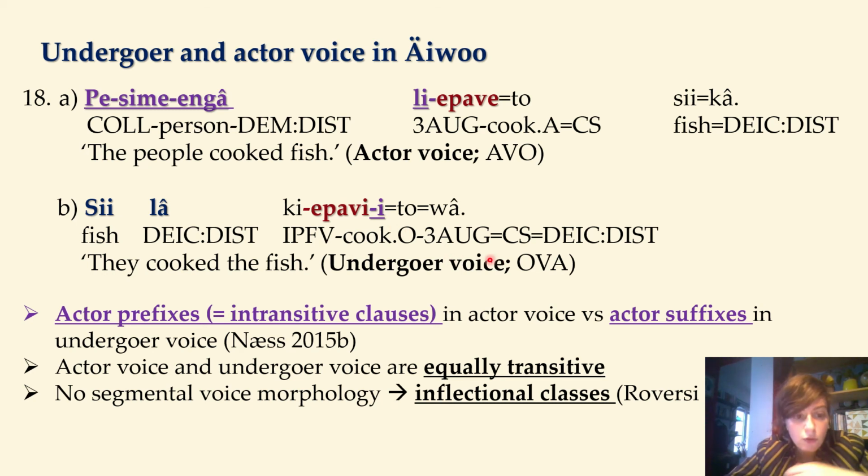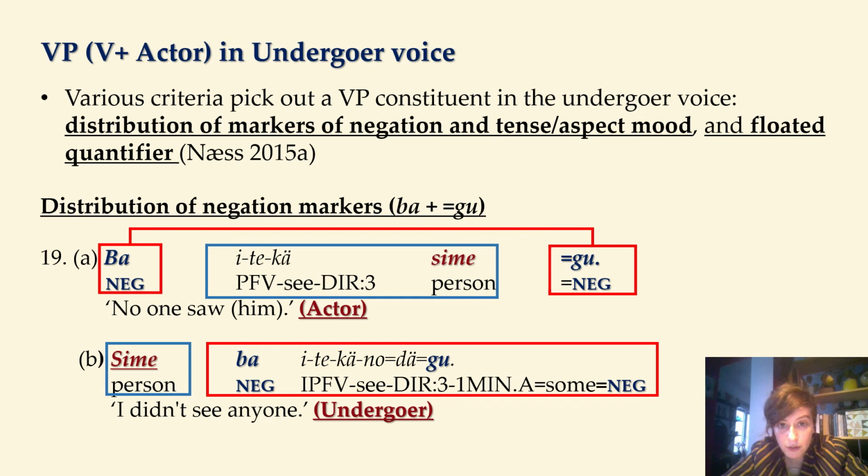There is no segmental voice morphology in Aiwoo, strictly speaking, but there are verb roots showing alternating verb forms depending on the voice in which the verb occurs. For instance, here we have the verb root epav, for the verb cook, which occurs as epavi in the undergoer voice and as epave in the actor voice. So the undergoer voice displays a verb phrase where the actor forms a syntactic unit with the verb. And in this respect, the undergoer voice appears to be similar to the transitive clause in Nalogo.